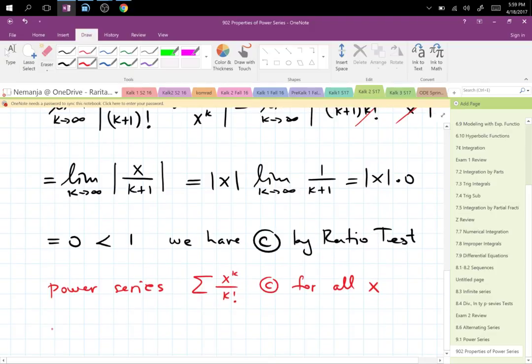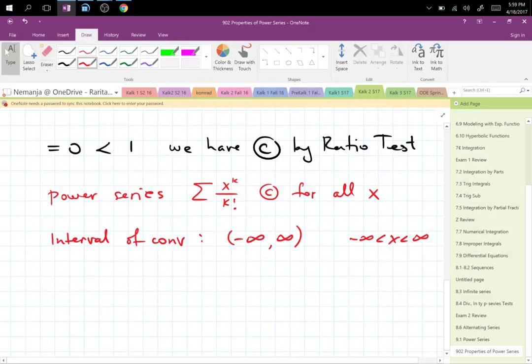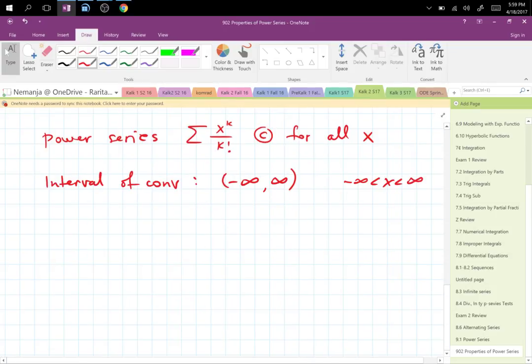That means that the interval of convergence is from negative infinity to infinity. You can also write it negative infinity less than x less than infinity if you want to, so one or the other. No, you don't have to write both. And the radius of convergence is also infinite. R equals infinity. That is the half of your interval, okay?